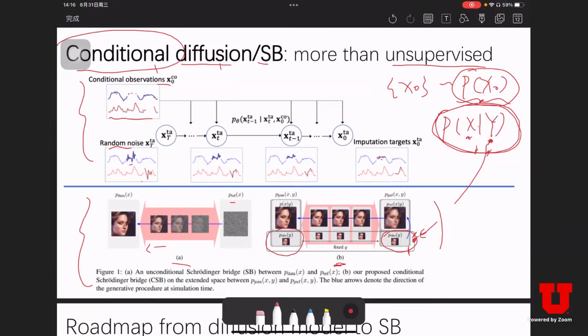So here's the story. Here's the big picture of how to apply this popular diffusion model and Schrödinger bridge to your own tasks, like our supervised learning tasks. Just model the conditional distribution, and that's it.